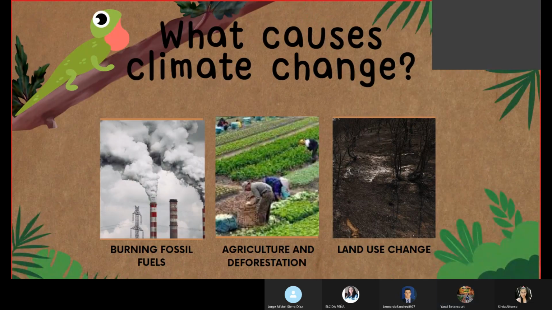The causes of climate change are the burning of fossil fuels, agriculture and deforestation, and land use change. Today's warming is happening faster than ever. Human activity has been increasing the concentration of greenhouse gases in the atmosphere.